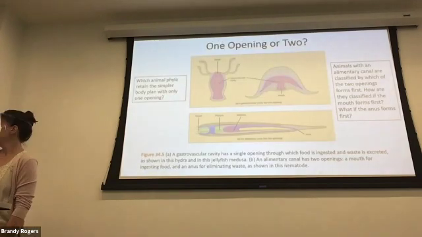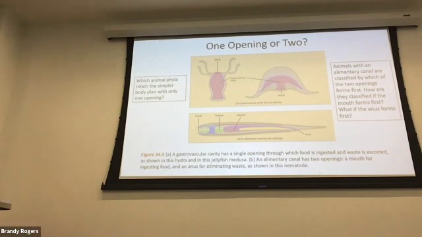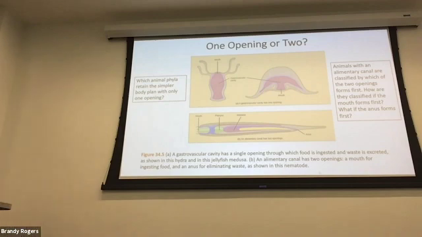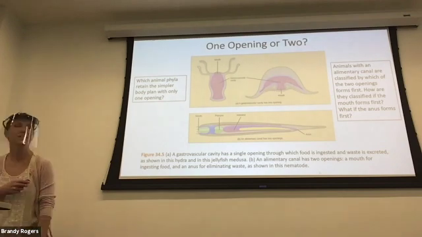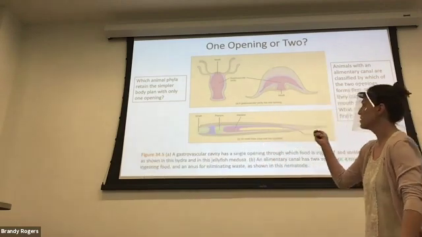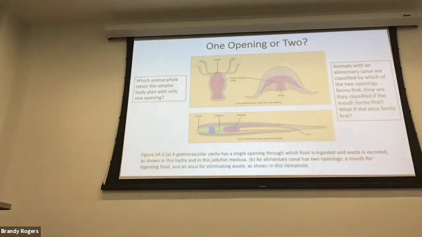This is review of how your digestive system develops. Which animal phyla retain the simple body plan with only one opening? Do you guys remember? Well, who's this? What phylum does that represent? Do you guys remember that? Or do you know what these are drawings of? Hydra. Yep, jellies and hydras.